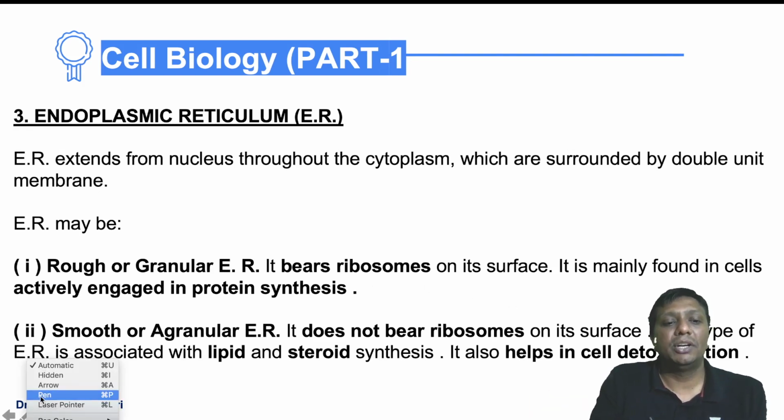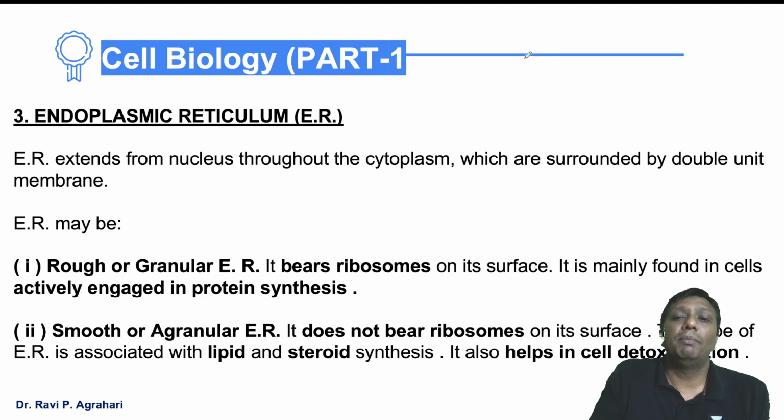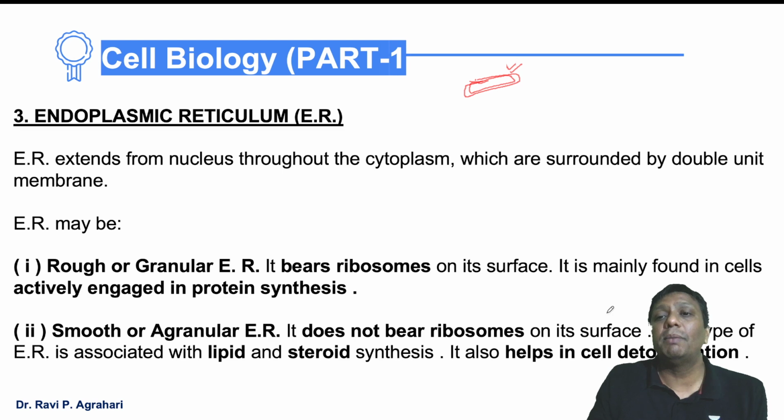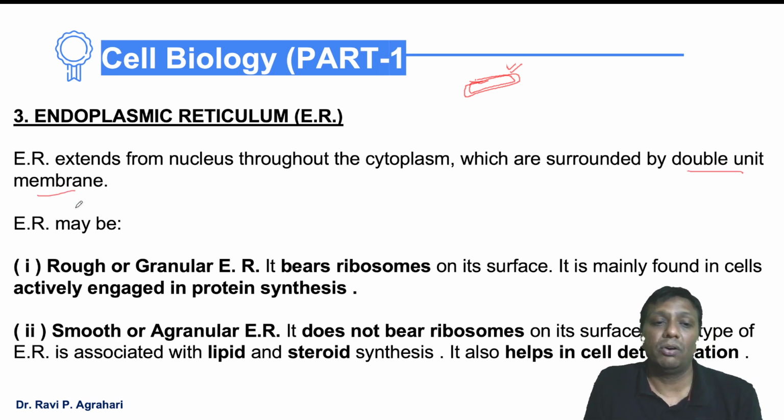One thing more, guys: the endoplasmic reticulum has a double membrane. Two membranes. Suppose this is the endoplasmic reticulum, one membrane is here and one more membrane is here. That is the reason I can tell you it is a double membranous cell organelle, a double unit membrane. Remember, there are two layers in the cell organelle.